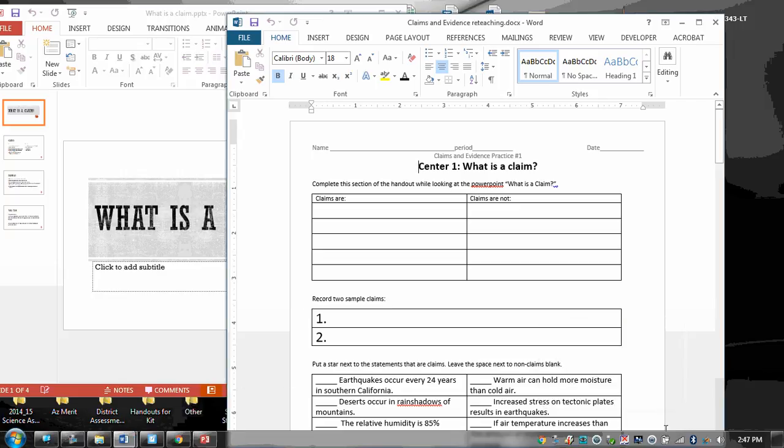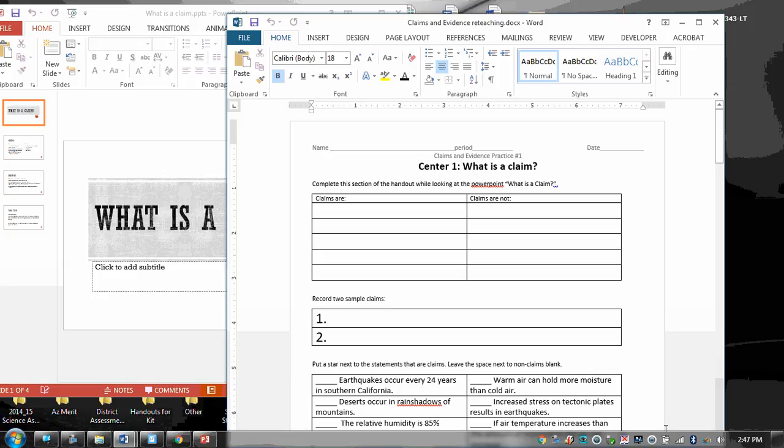Claims and evidence are really the basis for science. In science, a researcher will make a claim. They will say something about how they think something is in the world and why they think it is that way. A claim kind of goes back to the whole hypothesis idea, but in this one we're making a statement that something is true.